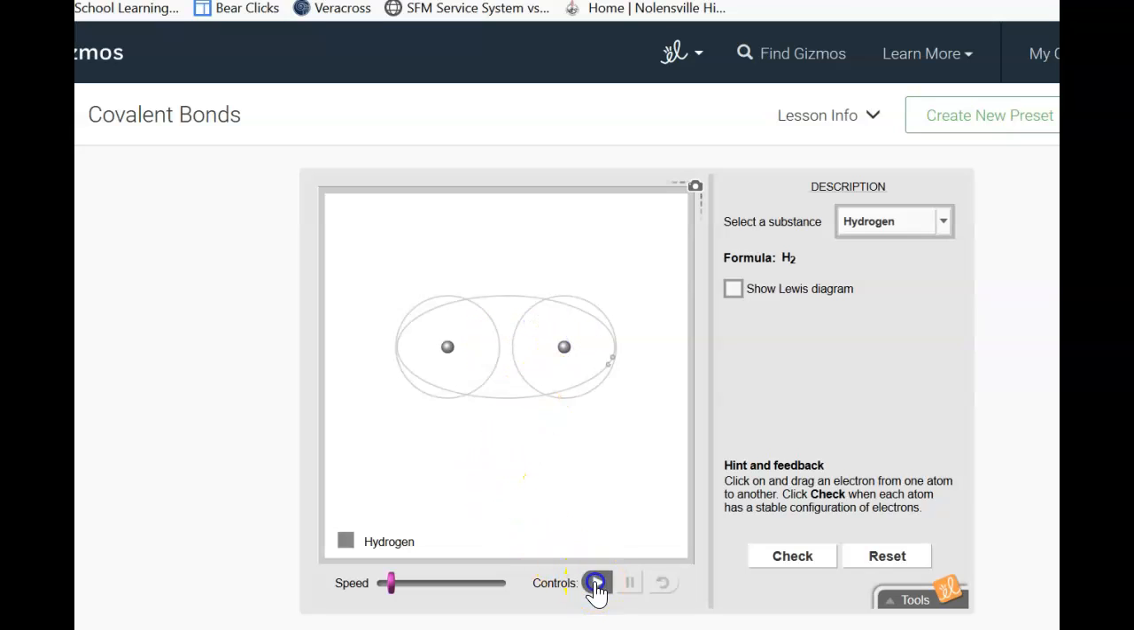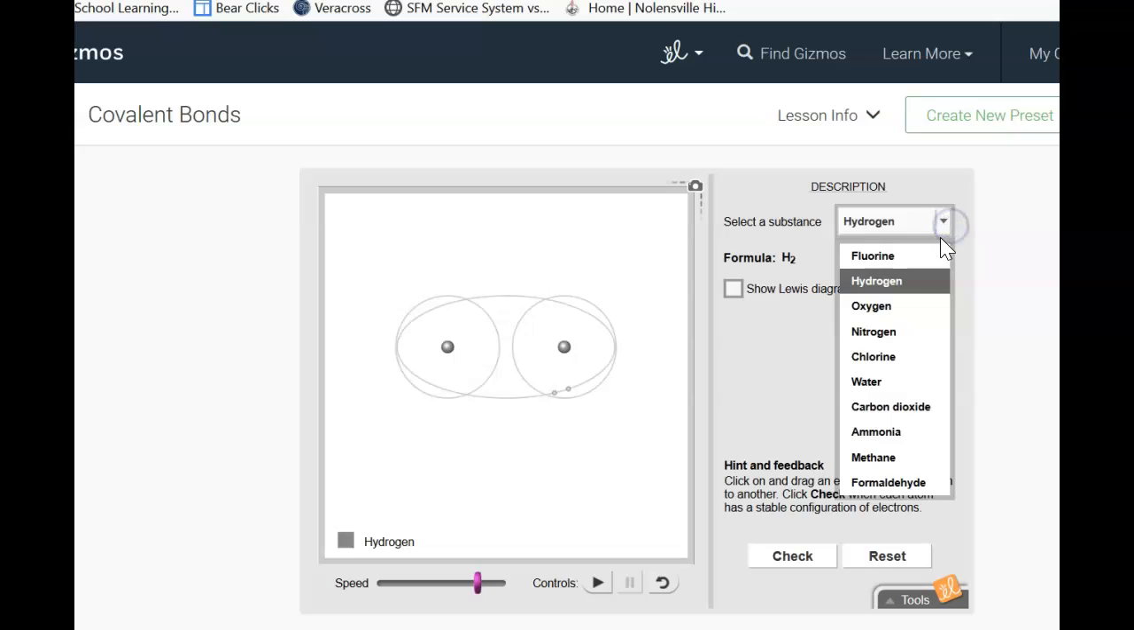What will happen is now the shared pair will rotate around the valence of both atoms, and both atoms will be completely satisfied. If we speed that up, we can see how those electrons are moving. Remember, there was not a give and take. This was a complete sharing of a pair, a shared pair. So here we can see that with hydrogen gas, also known as H2.